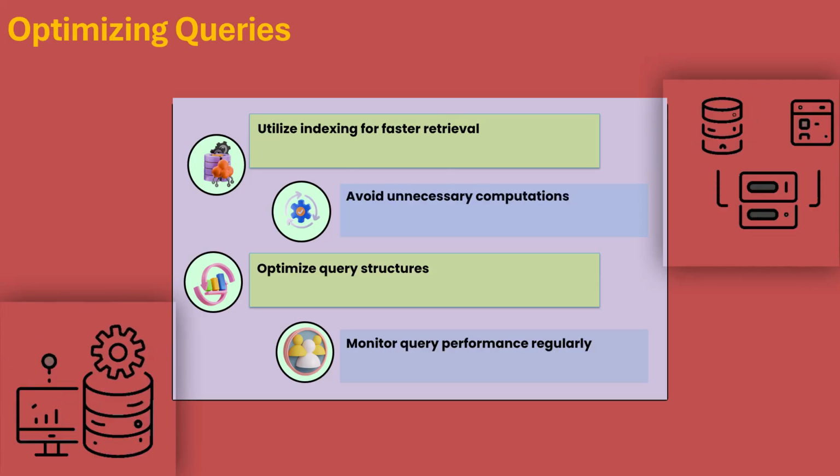Want lightning-fast queries? Let's optimize. Indexing speeds up data retrieval. Think of it as using bookmarks. Unnecessary computations are like junk food, cut them out. Structuring queries effectively ensures they run smoothly. And monitoring performance. That's like checking your speedometer to avoid slowdowns. Because who wants to wait forever for results?